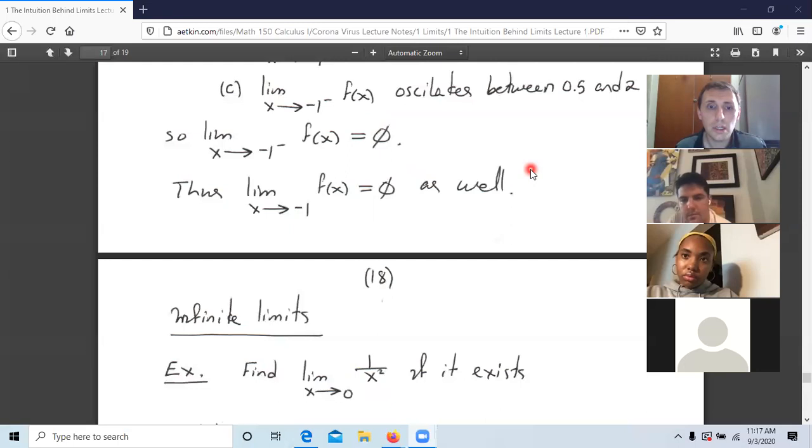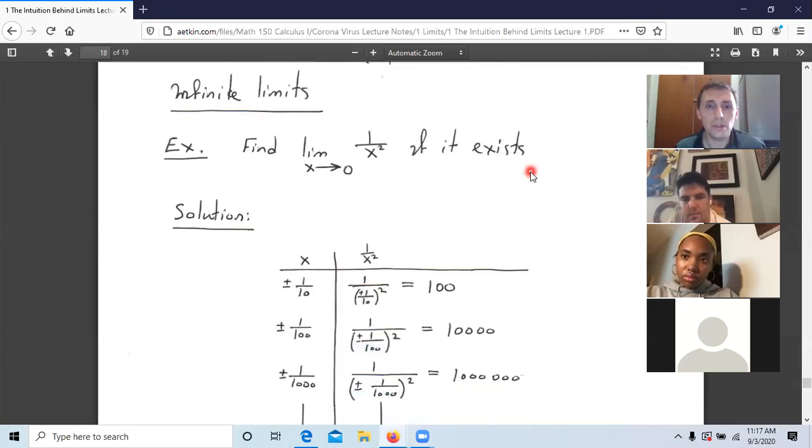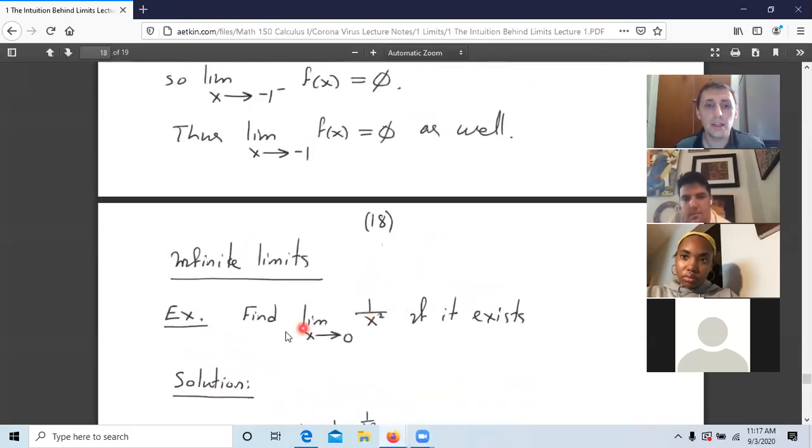Okay, good. So next, I want to know about infinite limits, right? Let's see if you can do it without my help first, and then we'll look at it. We want to try to predict what's the limit as x goes to 0 of 1 over x squared, and whether or not it exists, okay? What do you think to do here?